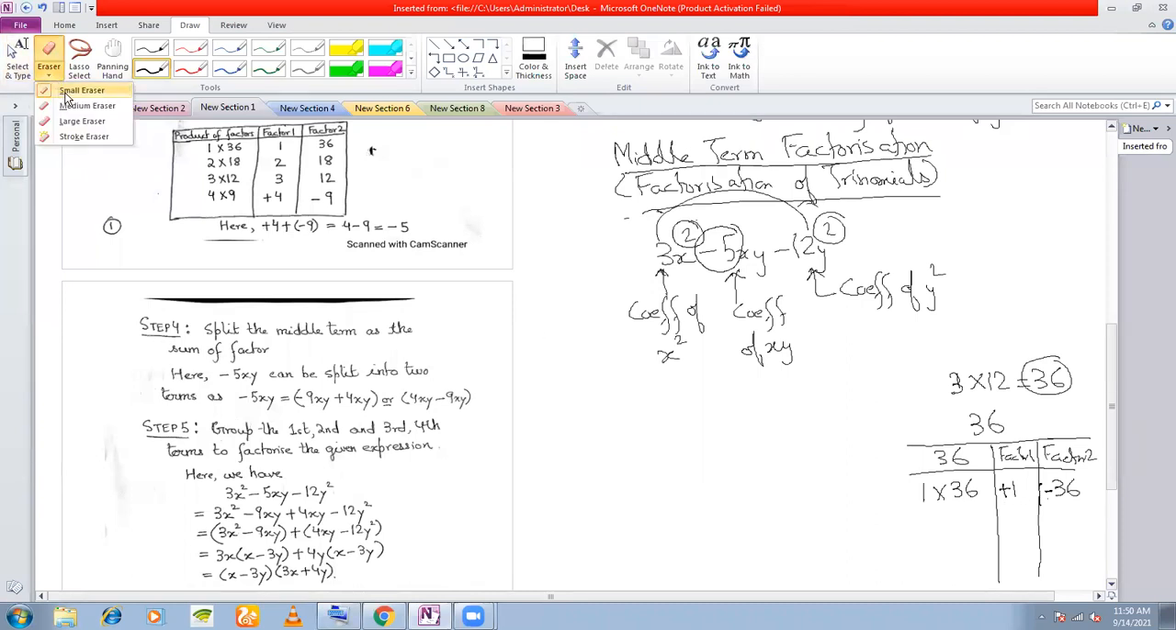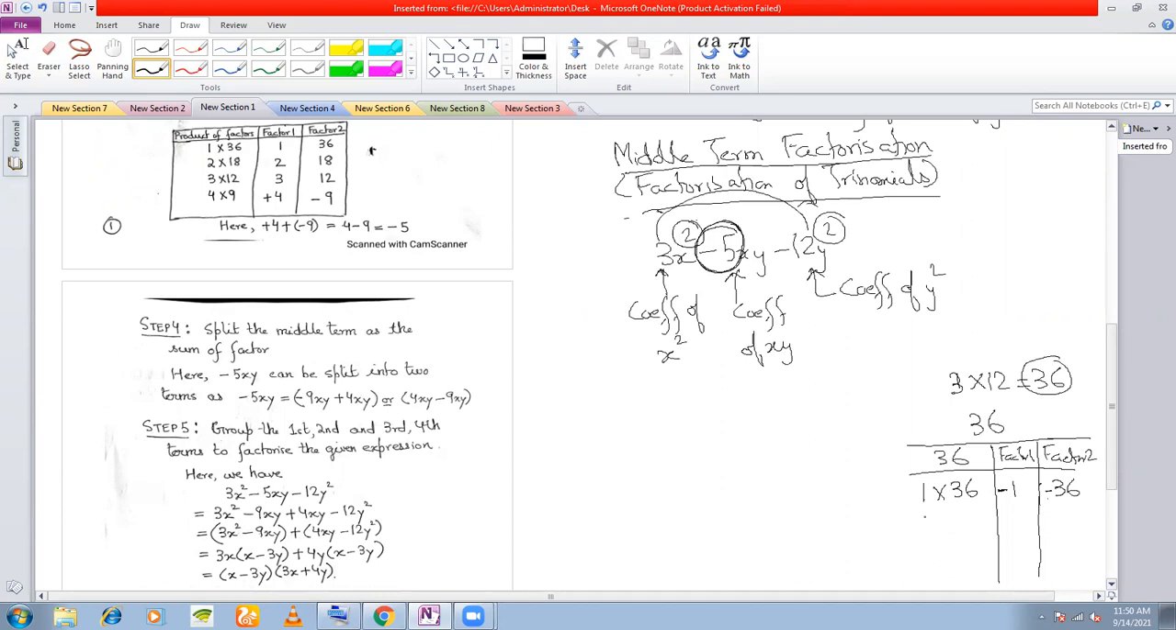Let us take both negative signs, then what will happen? Minus 1 and minus 36. If you add, you will get minus 37. So in no way you are getting minus 5 here, right? So these two factors will not work. So what can be the other factors?